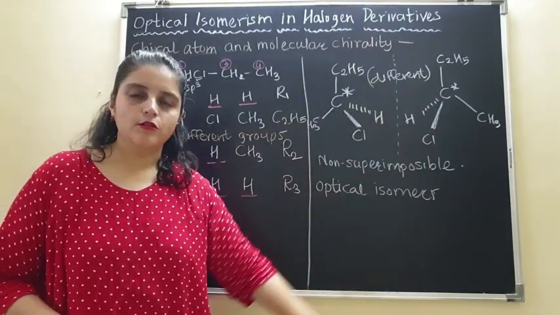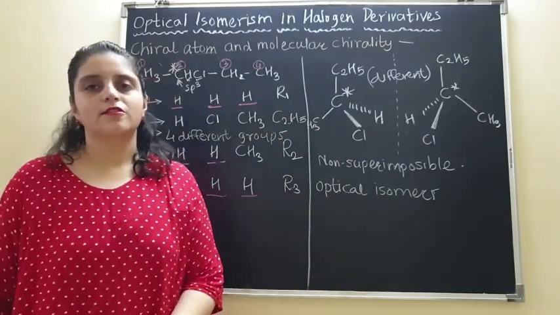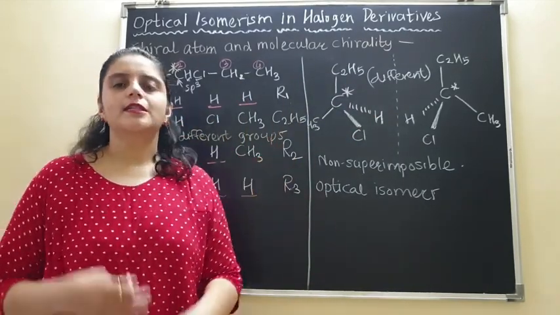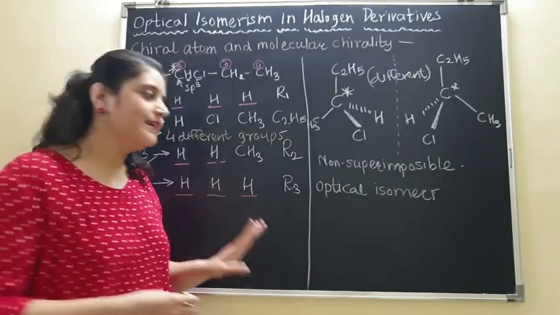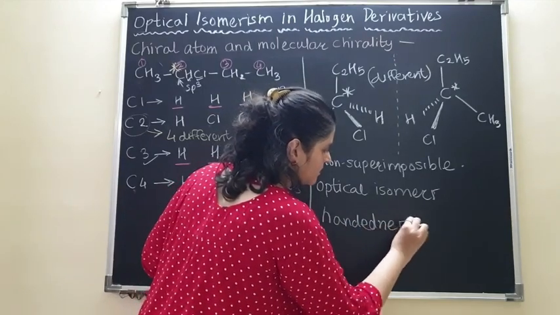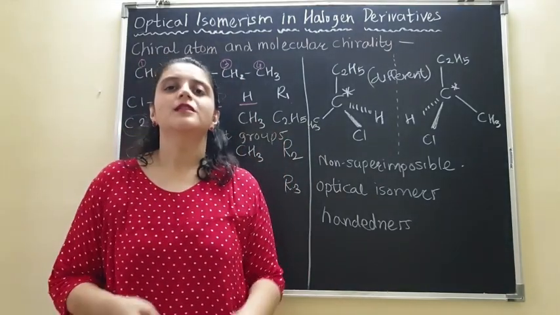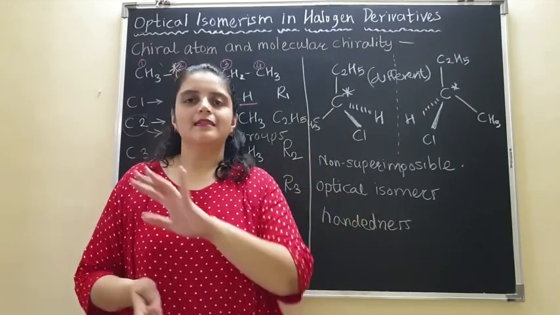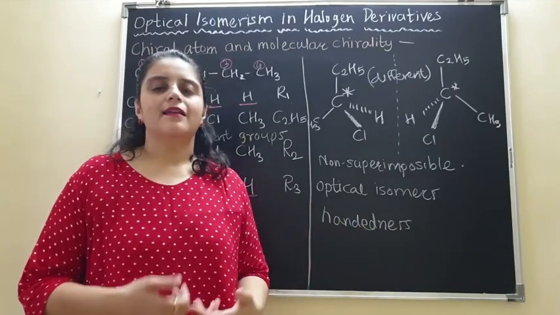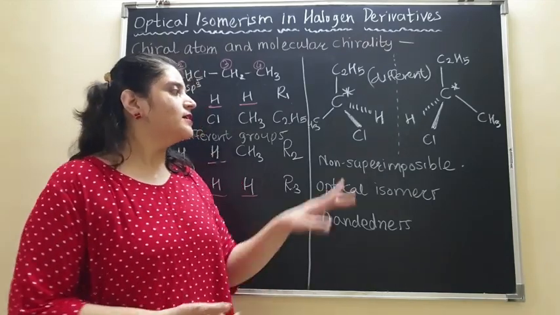And such compounds we call chiral compounds or chiral structures, and the carbon atom is called a chiral carbon atom. Now this concept of chirality is also called handedness. Why? You all know why it is called handedness. Both the hands look the same but they do not superimpose. That means both the hands are different. Both the hands are not the same. Similarly, these two optical isomers are different from each other. They are not identical.